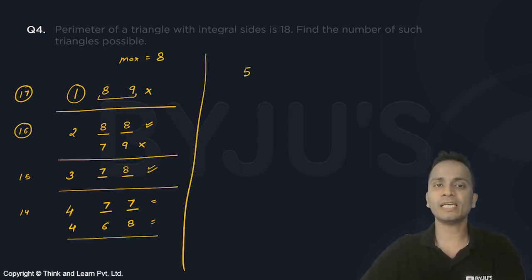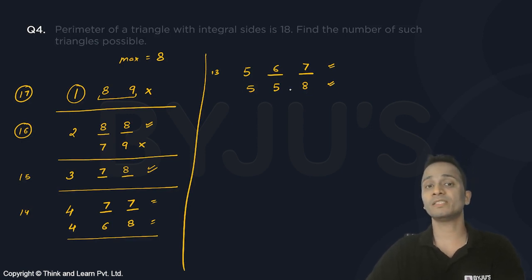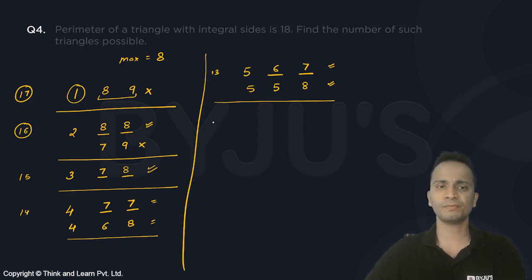Next, minimum side as 5. So if one of the sides is 5, the sum of the remaining two sides will be equal to 13. I can write 13 as 6 plus 7. Okay, I can reduce 6, so it can become 5, and increase 7, it can become 8. So 5, 5, 8 can be another possibility. I cannot reduce 5 further to 4, because I have assumed the minimum side as 5. So I cannot go below 5.